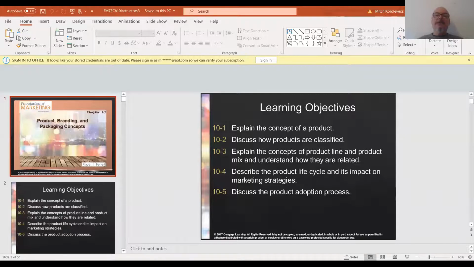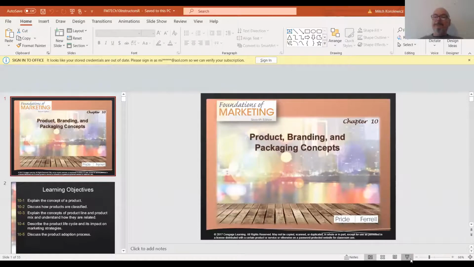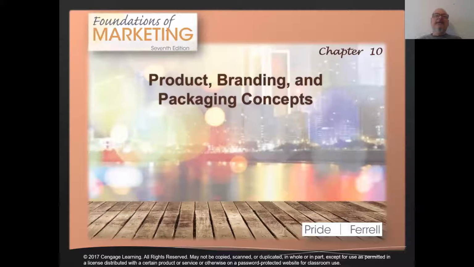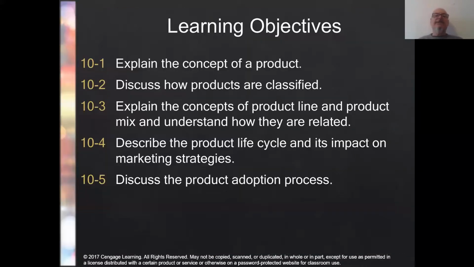It is chapter 10, and I'm going to share the slides for you guys. So chapter 10 is on product, branding, and packaging concepts. And the learning objectives, what we want to do is understand what the concept of a product is, discuss how products are classified, consumer products, business products, are they convenience products or are they large purchases? Explain the concepts of product line and product mix and understand how they are related.